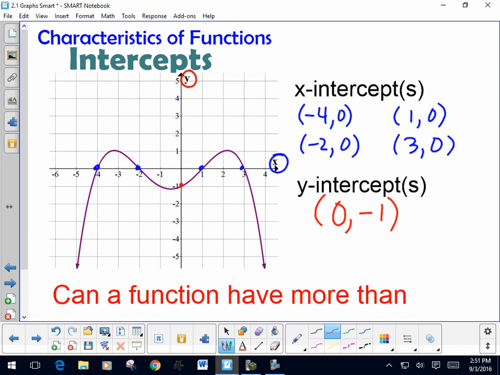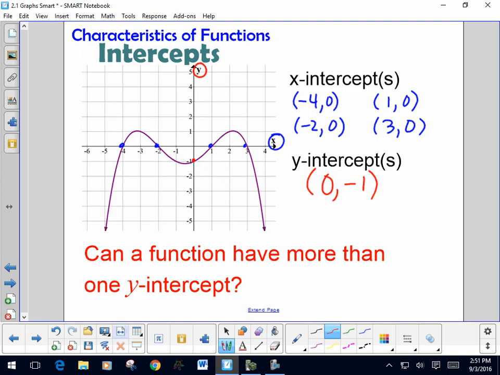So I have a little question at the bottom. It says, could a function have more than one y-intercept? Would it be possible for a function to have more than one y-intercept? In this case, it only had 1. Is it always going to be that way? Or could it have 2 or 3, like we have in this case 4 x-intercepts? Think about that for a second, and hopefully you came to the conclusion that no, it cannot. In order to be a function, it would have to pass the vertical line test, so it will only have one y-intercept.